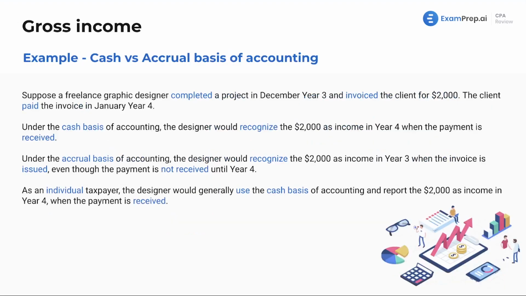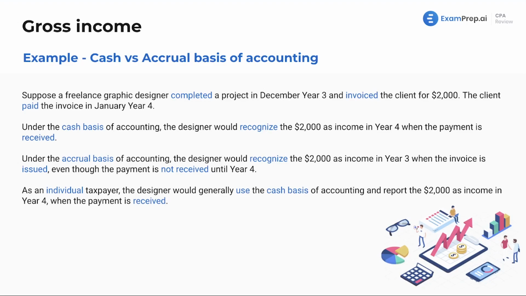Here's an example. Suppose we have a freelance graphic designer and they complete a project in December year 3 and they invoice the client for $2,000. However, the client doesn't actually pay the invoice until January year 4. Now, under the cash basis of accounting, the designer would recognize the $2,000 as income in year 4 when the payment is received. However, under the accrual basis of accounting, the designer would recognize the $2,000 as income in year 3 when the invoice is issued, even though the payment is not received until year 4.